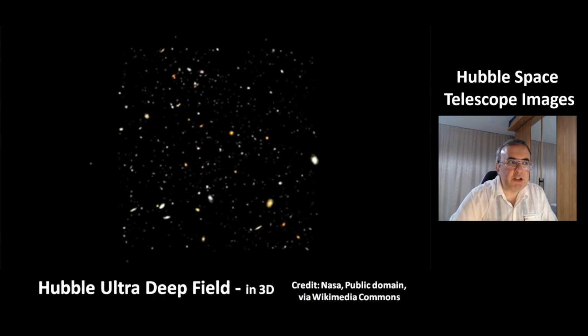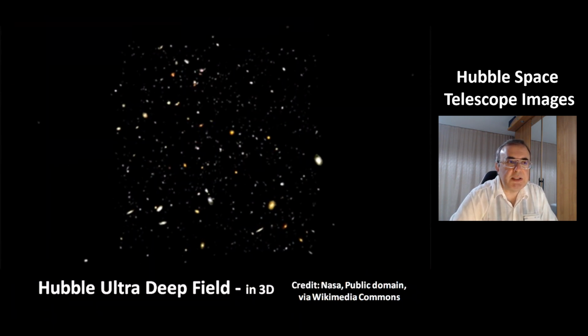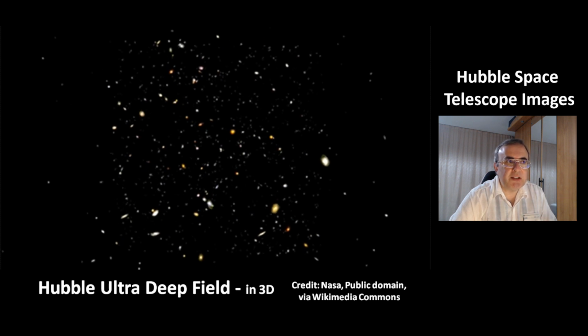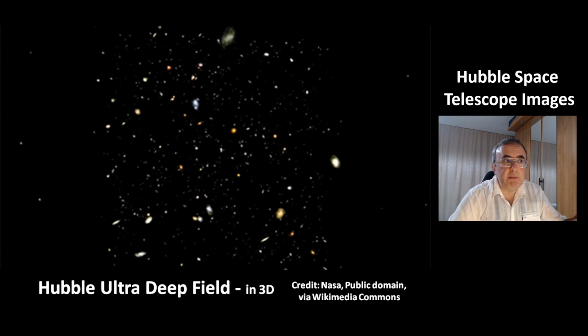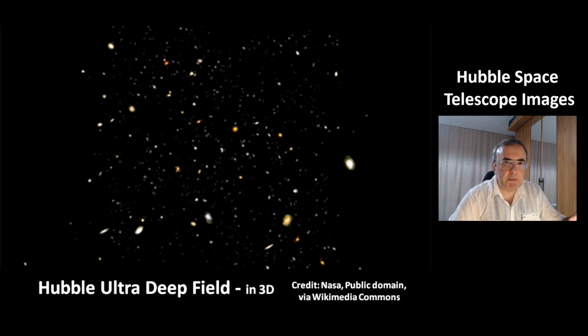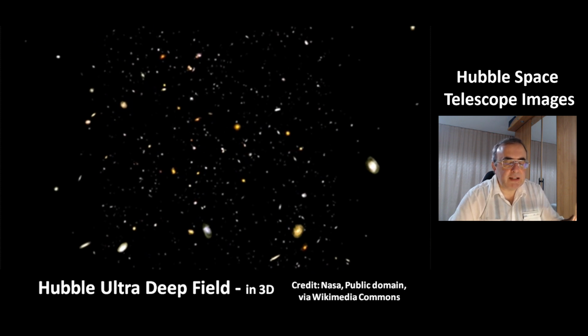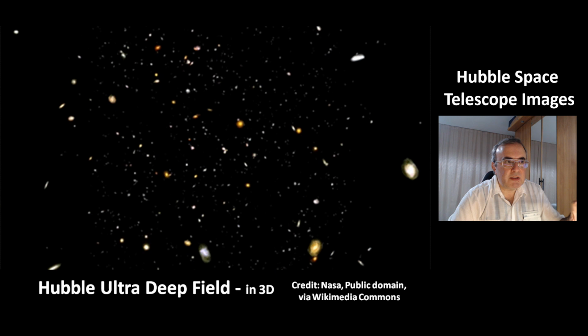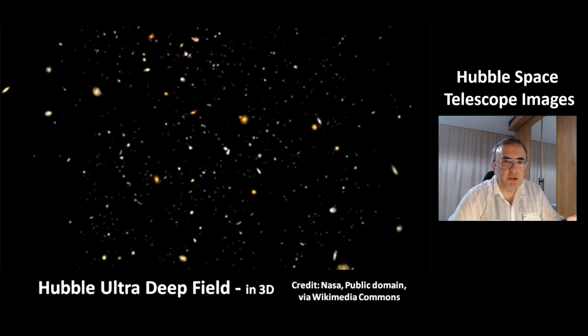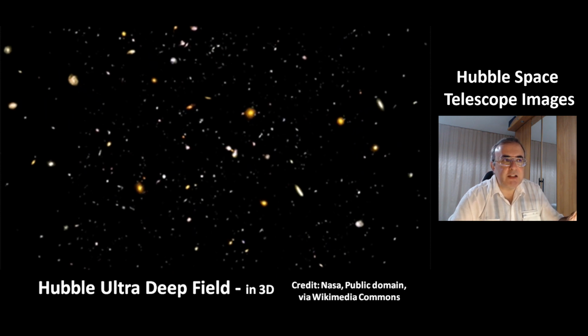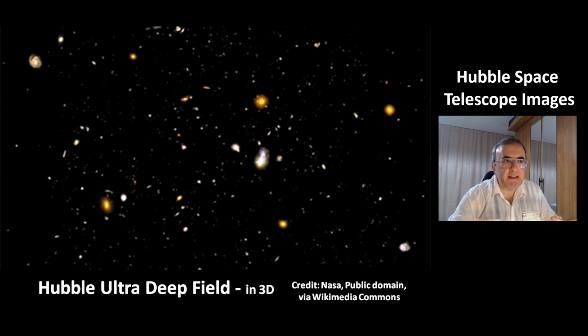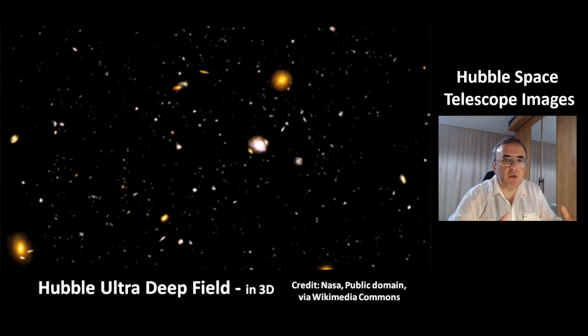And this is a nice simulation of the Hubble Ultra Deep Field in 3D. This is the distribution of the galaxies in space. And there is a filament structure in the universe, and there are big empty spaces between the galaxies, and these are called voids.